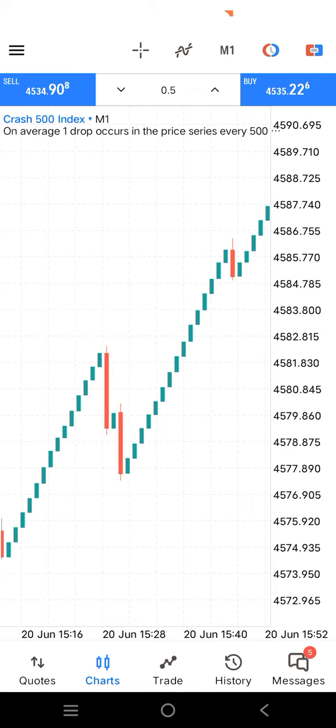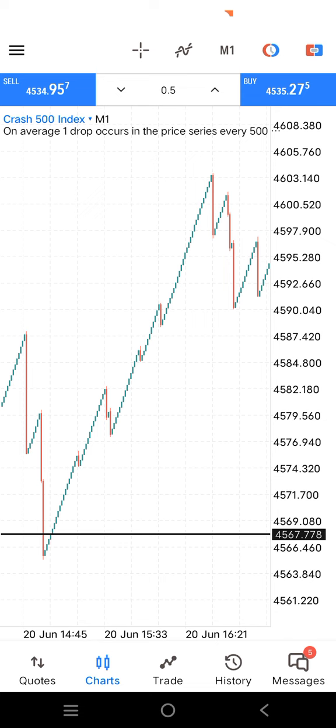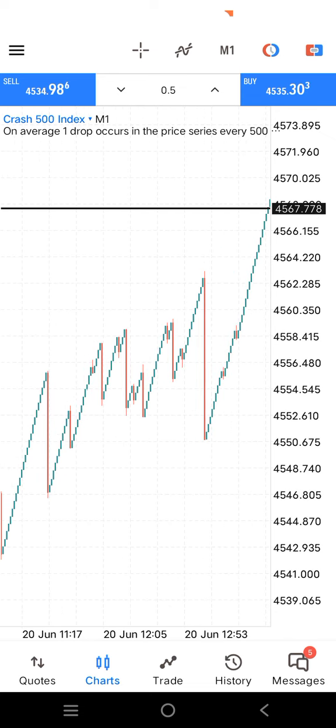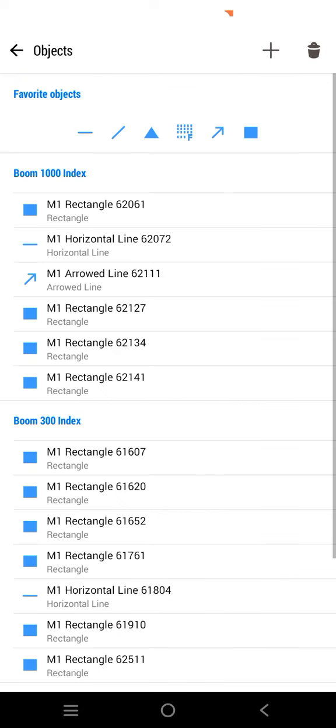So today I'm going to share a good strategy which is going to change your mind about spike trading. How to do it? This is a very simple strategy. You just need to understand this concept.